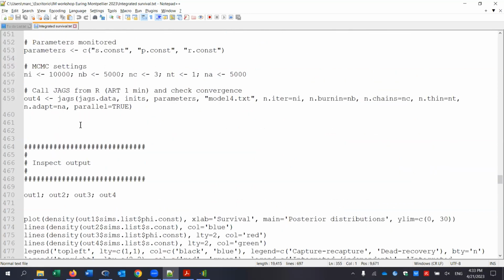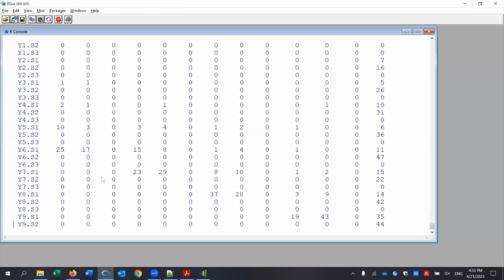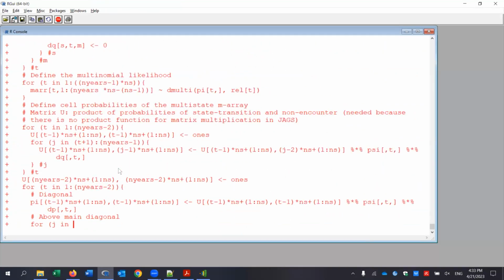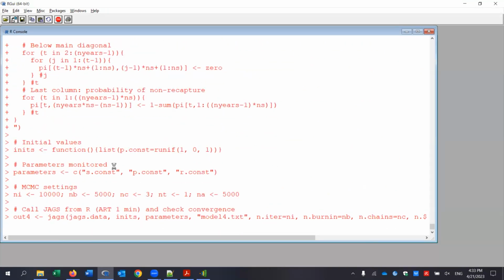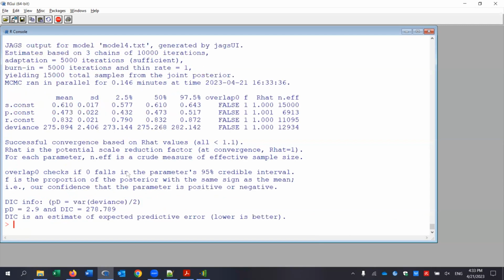Good, then we run this model also. Takes a little bit longer, not too much, I think. Well, it's Marc's computer, it's not the fastest, perhaps. Okay, so that's the outcome now.